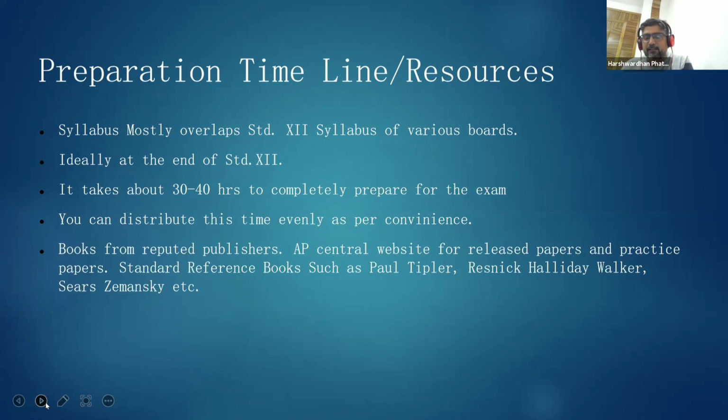So be it Barron's, Princeton, McGraw-Hill's, okay, all of them, Kaplan, they publish these books. So you can refer to those books as well. The AP Central website, I would give a special mention here for all the released papers, all the previous examinations. Please refer to the AP Central website. Okay, and please do solve the old examination papers.